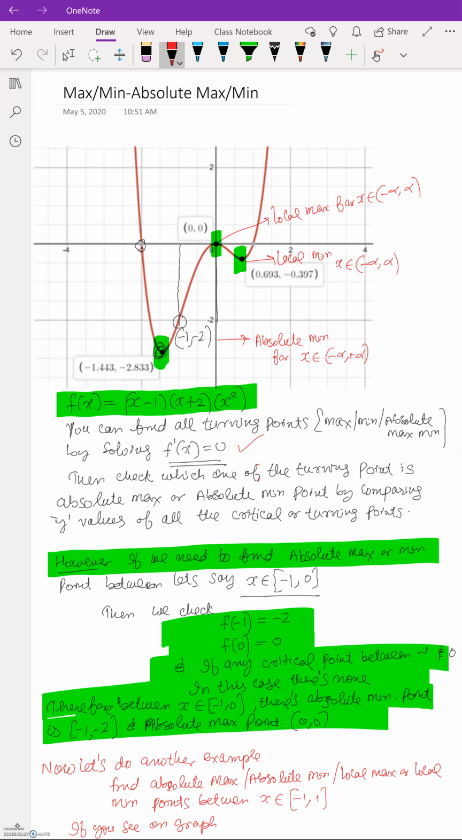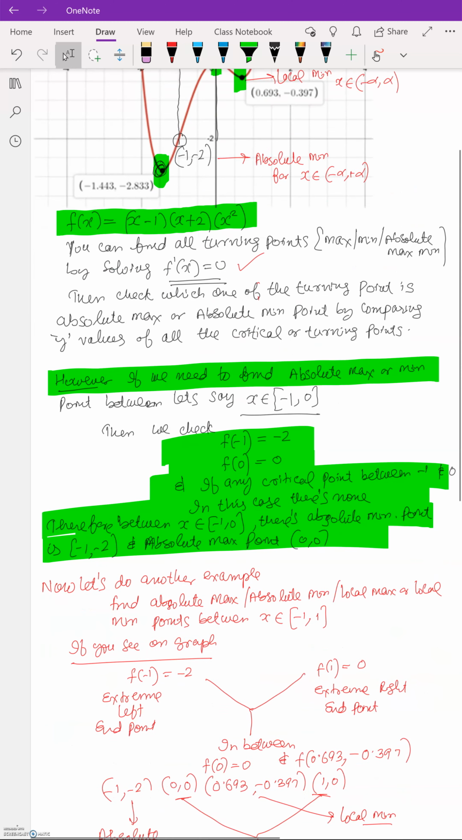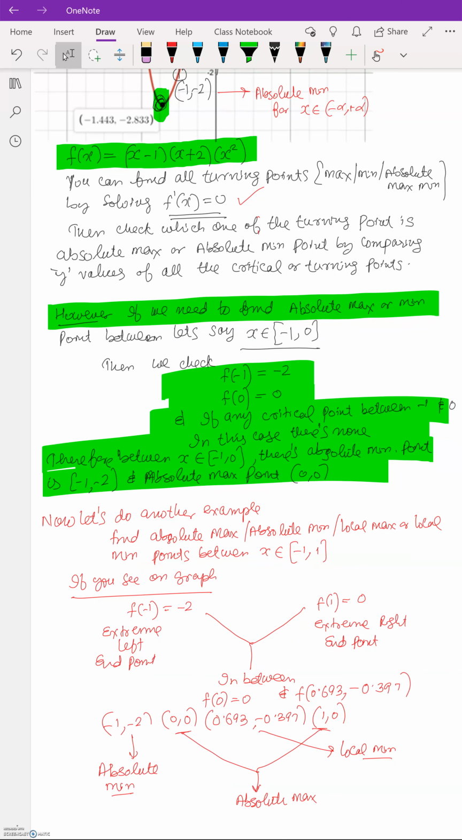Now I think the confusing question some people ask me is, what if there is a restriction given, and you want to find absolute max, absolute min, local max, local min for a restricted domain. So I took this example. If I start with the critical points between -1 and 0, we check if there's an absolute max or absolute min between -1 and 0. You do the same thing: you find the critical numbers, but only check the critical numbers which are in the given domain, -1 to 0.